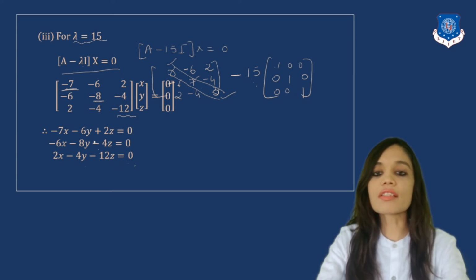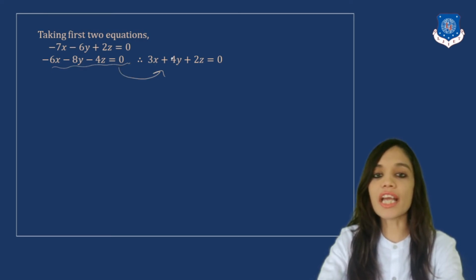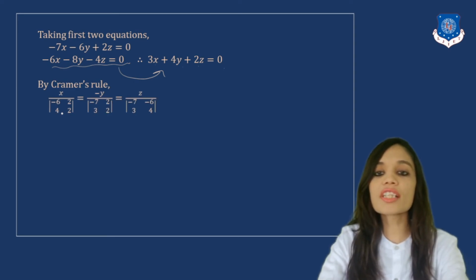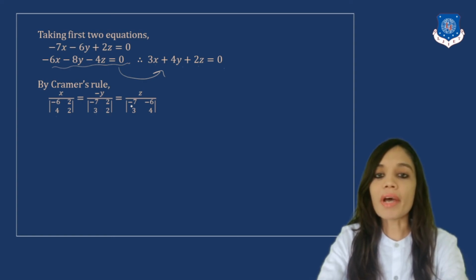Right? Again we will consider the first two equations and take out minus 2 common from the second equation. So what we will get? 3x plus 4y plus 2z equals 0. Okay. Now we will apply our Cramer's rule. So what we will get? x upon minus 6, 2, 4, 2 is equal to minus y upon minus 7, 2, 3, 2 and z upon minus 7, minus 6, 3 and 4.